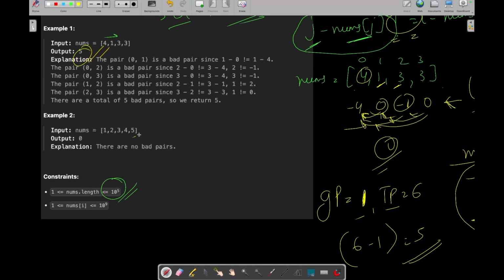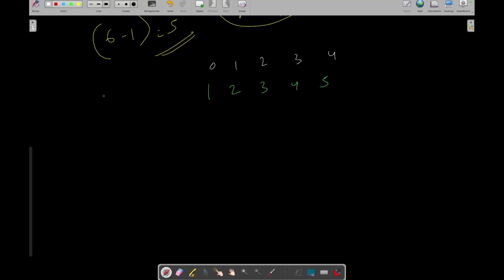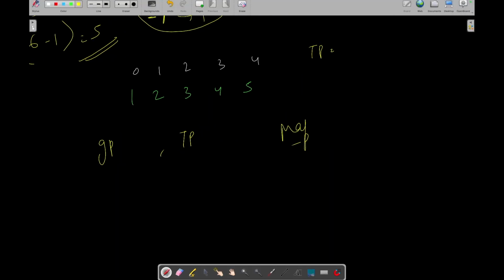Okay, so we can see one more example, 1, 2, 3, 4 and 5. Let's take this example too. Its indices will be 0, 1, 2, 3 and 4, right? Okay, let's see. So good pairs, total pairs and map. Total pairs will be 5 into 5 minus 1, 4, divided by 2. That is, total pairs will be 10. Now let's store the values of index minus its value.